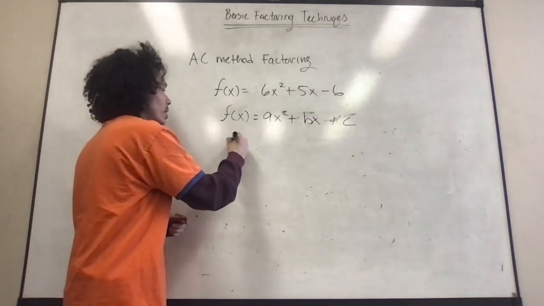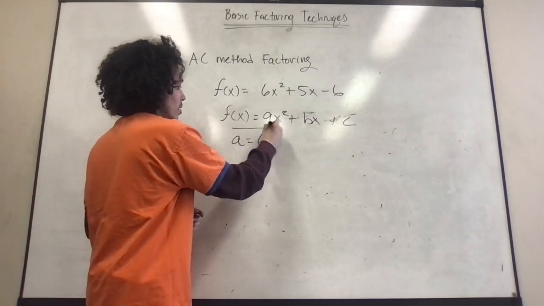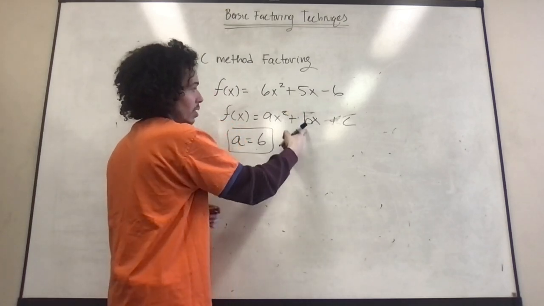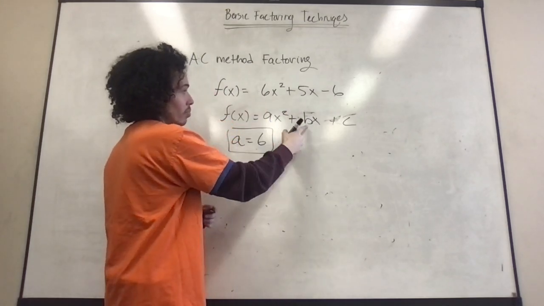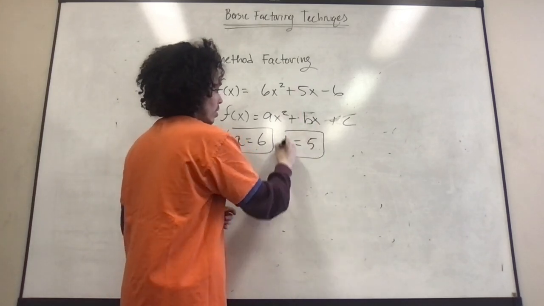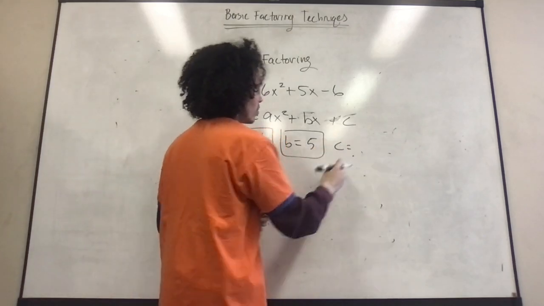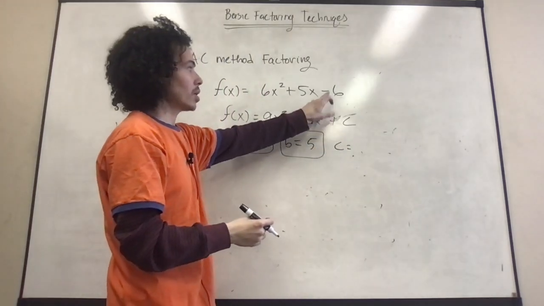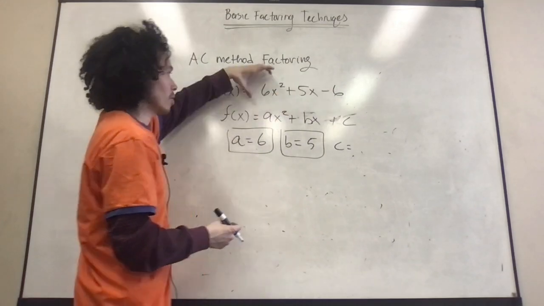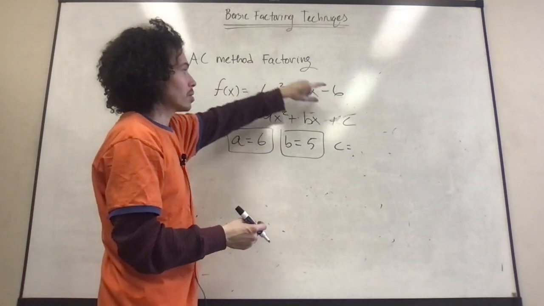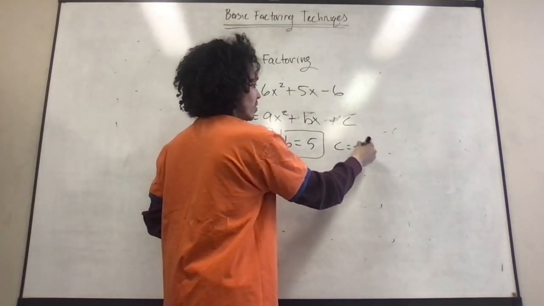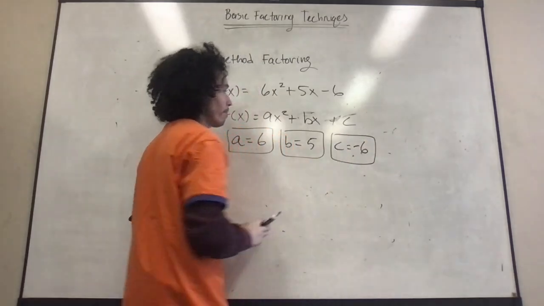Our a term is equal to 6. Our b term is equal to 5. A is 6, b is 5. Then our c term, you have to make sure to include whatever sign is in front of your coefficient, or your isolated element. So in this case, it's negative 6.